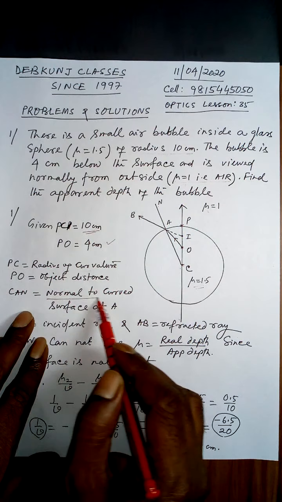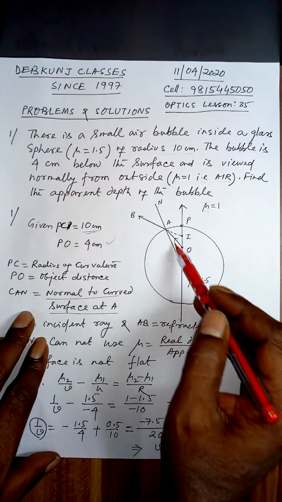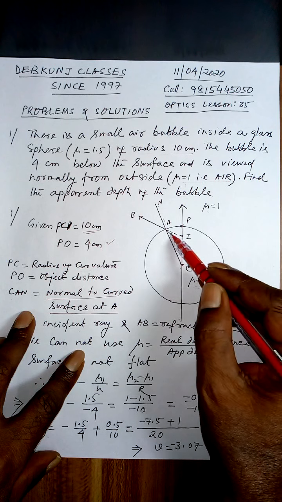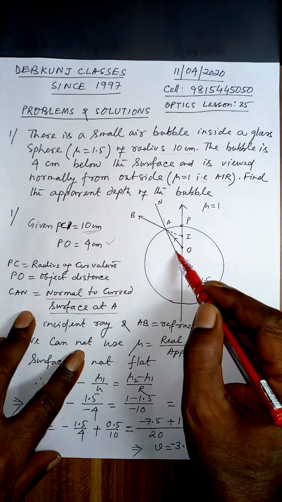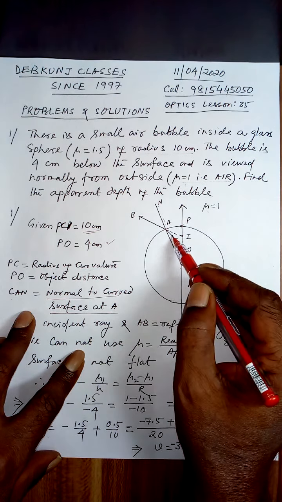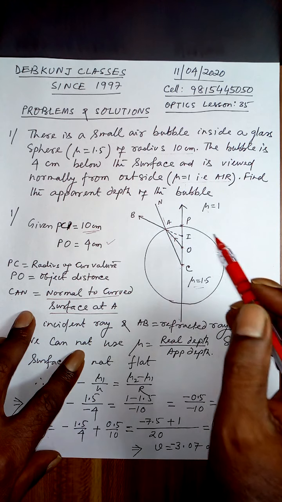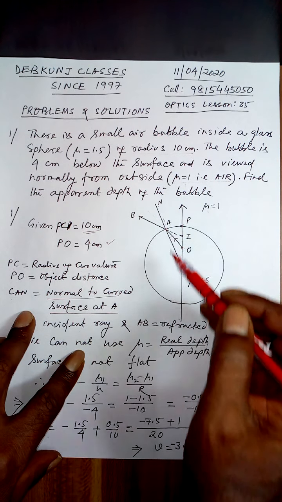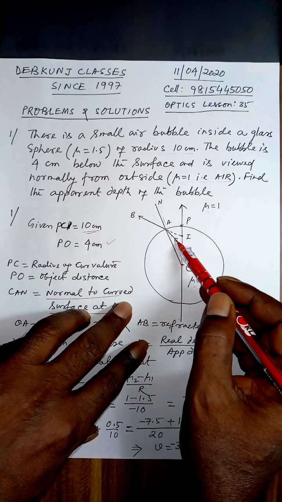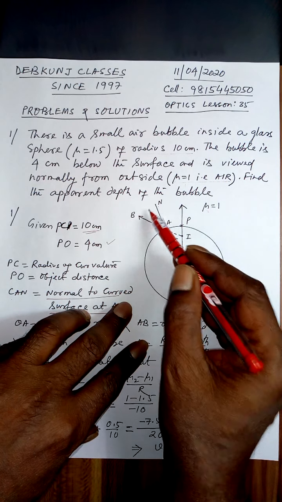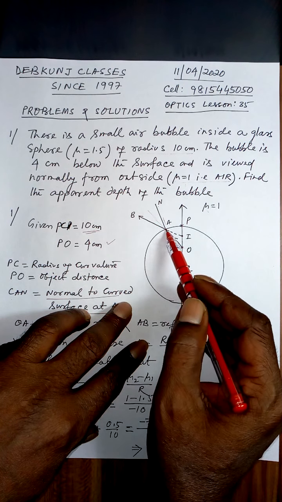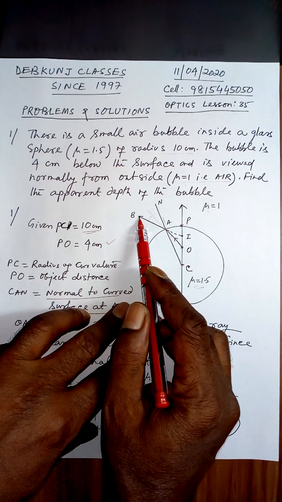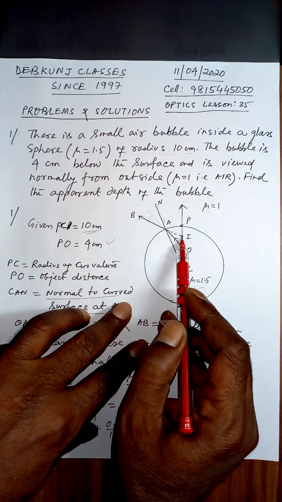CAN is the normal to the curved surface at A. Look, a ray traveling from O in this direction, this is the normal. So this is the angle of incidence within the denser medium. This ray OA was supposed to travel like this. Going from denser to rarer, it bends away from the normal. So when produced backward, it appears to come from this point I.